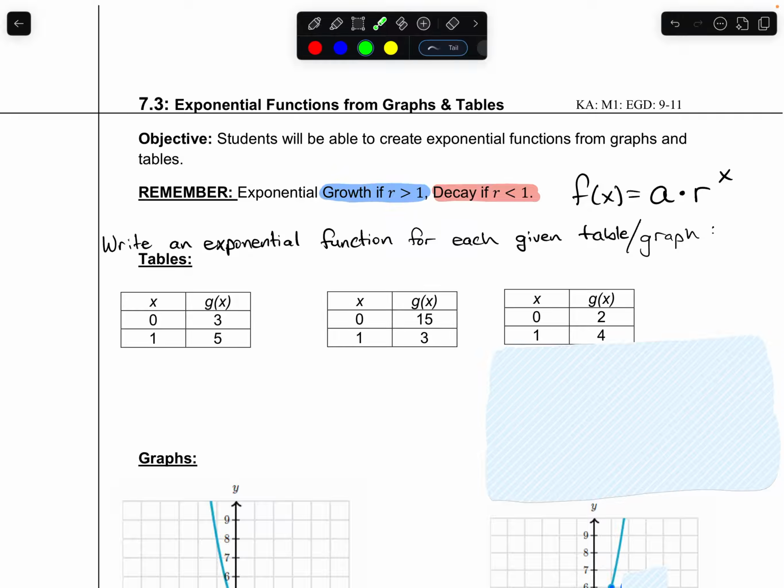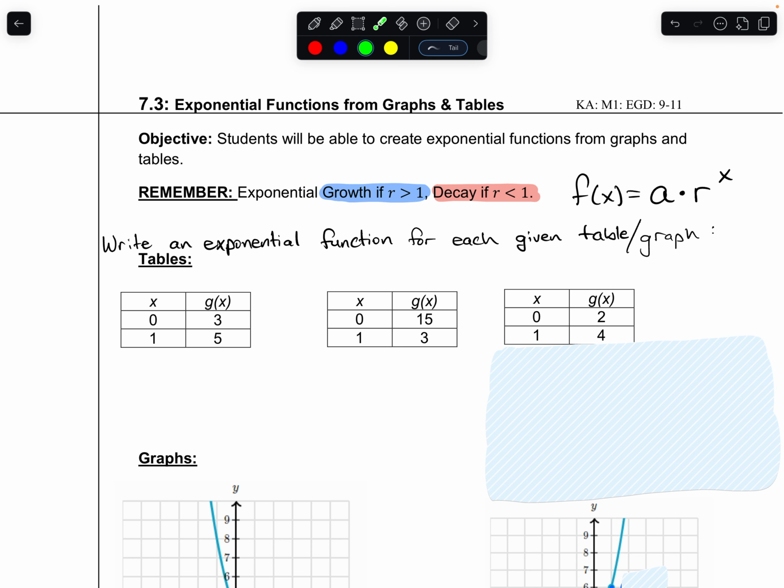Remember from 7.2 that exponential functions are of this form: f of x equals a times r to the power of x. That's the important thing, is that the variable x is in the exponent. You should know that a is our y-intercept, or sometimes called our initial value, and r is our ratio. It's also called the factor.